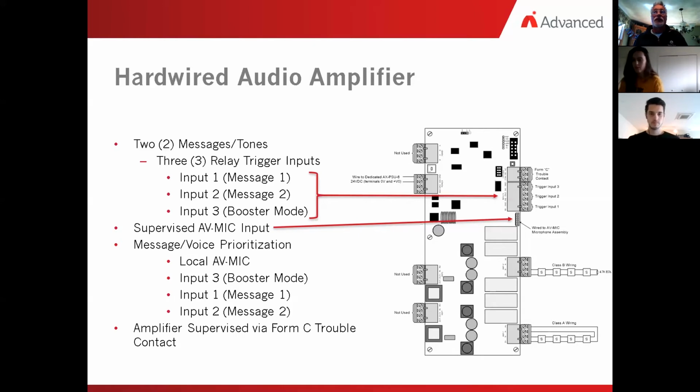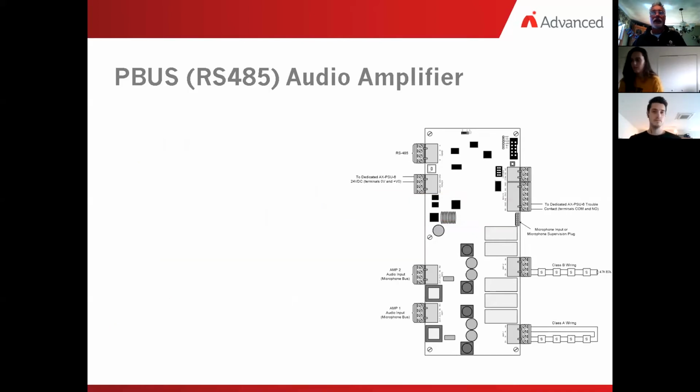Now, the amplifier is supervised, again, via the Form C onboard contacts, and you would put that to a monitor point somewhere on the system, whether it's an input point on the fire panel or a monitor module out in the field. So let's compare that unit to what's known as the 485 unit. That is the intelligent amplifier. It looks exactly the same. There's no difference. The only thing we do differently is that we invoke the other version of firmware that does reside in it. So there are 3 types of P-bus amplifiers.